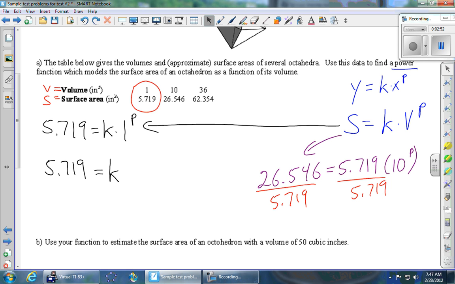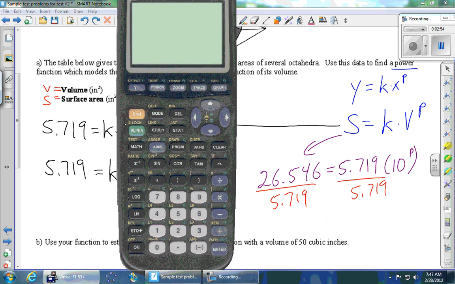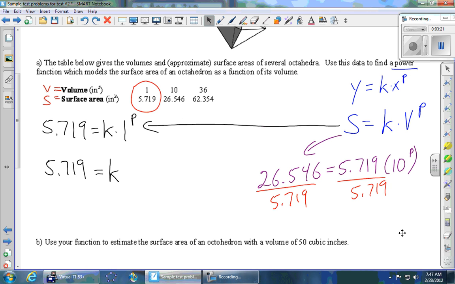So we'll do this on the calculator. We've got 26.546 divided by the 5.719. And we get that number. So I'm just going to round that to 4.64 on the paper, but we'll use the unrounded number in the calculator. So 4.64 is equal to 10 to the P.